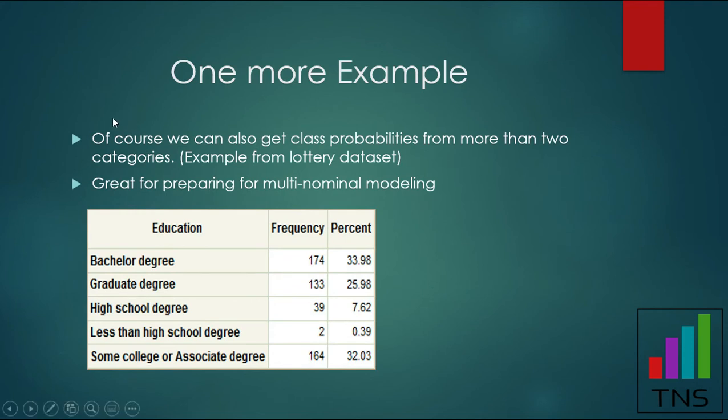Let's take a look at another example which demonstrates this case pretty well. This comes from our lotteries dataset as well, and it's a breakdown of education level by all the participants in that dataset. As you can see, one category class, less than high school, is extremely low. In fact, it's probably worth ignoring, and you may not even want to use this class in your analysis. And so it's great for preparing any kind of multinomial or even binary data analysis.